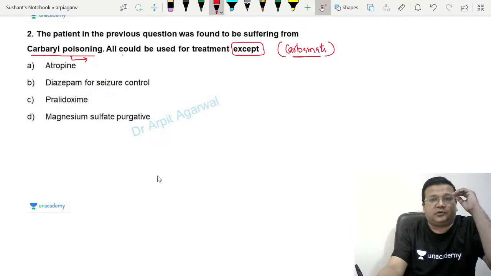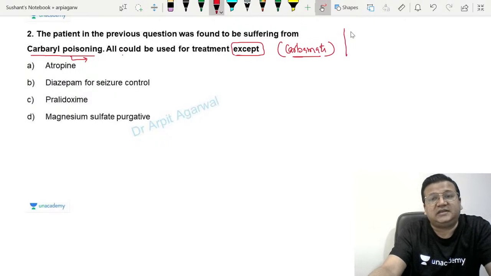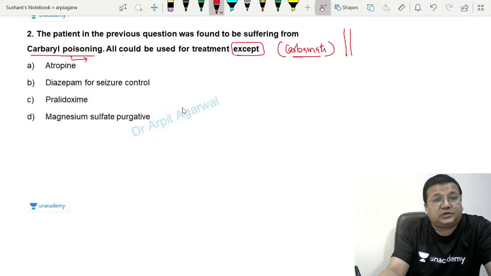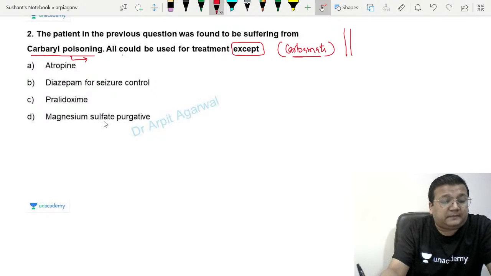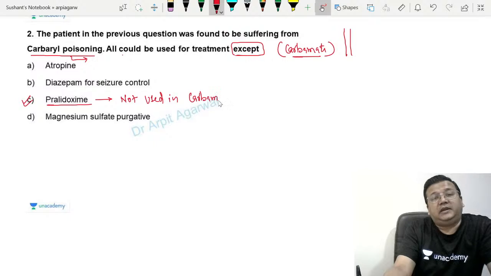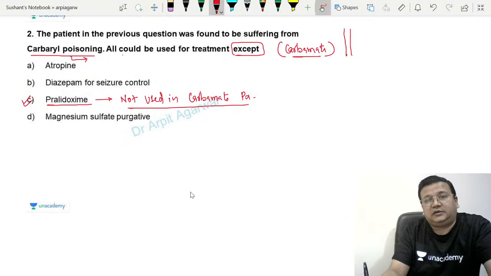So we have a series of questions. This is the latest pattern of question that we are seeing in AIIMS or INICET, also in NEET, so expected in FMG also. Simple question. What is your answer? Simran says C. Maitri also says C. So that is the correct answer. Oximes are not used in carbamate poisoning.